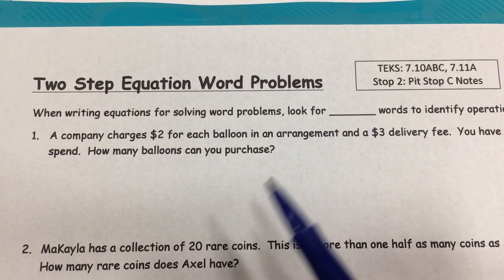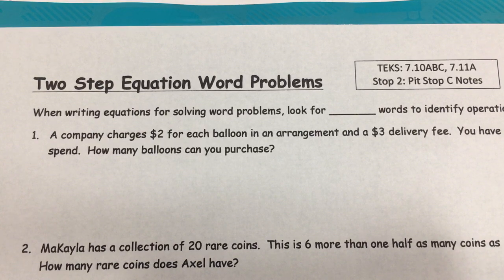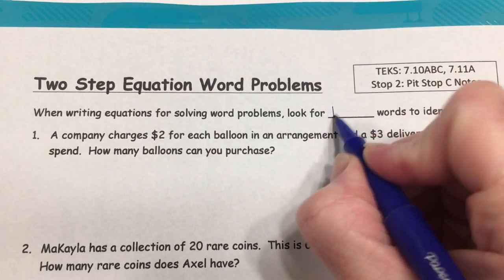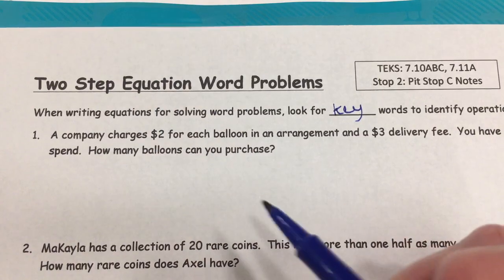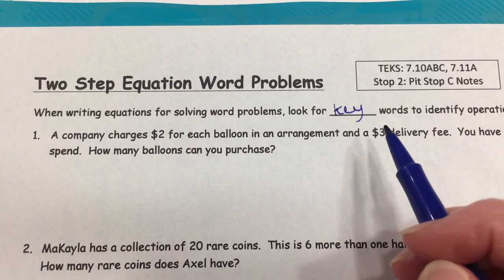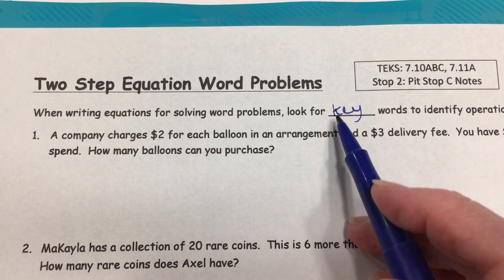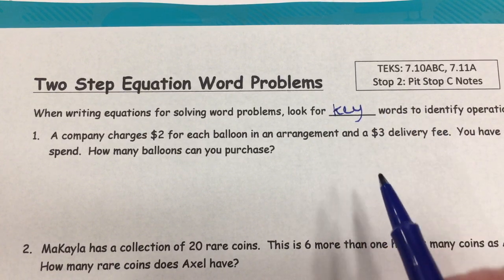So we're going to be looking at how to solve two-step equation word problems. And this is going to be really similar to the way you set up one-step equation word problems. You're always going to start by looking for keywords to identify operations. Now, in two-step equation word problems, what you should expect to see is two types of operations. And so there may be multiple keywords that will identify the different operations.